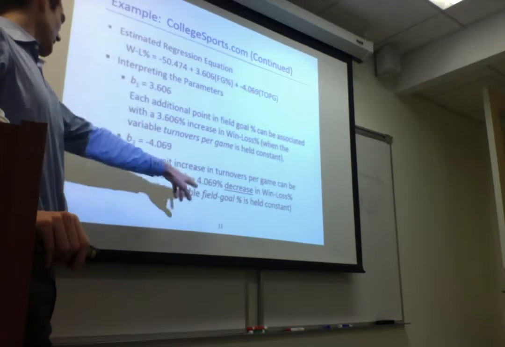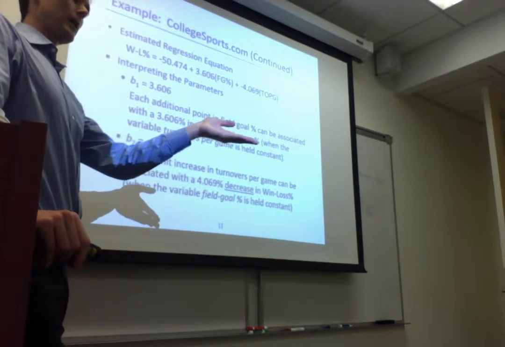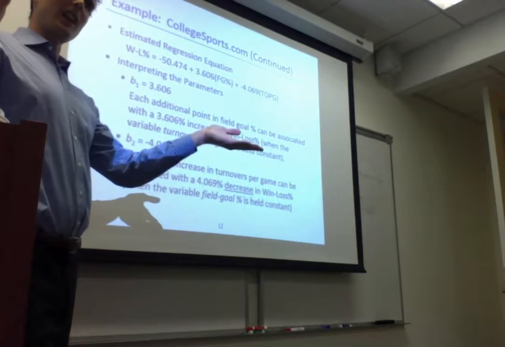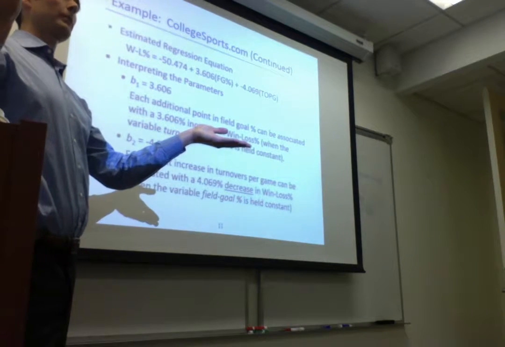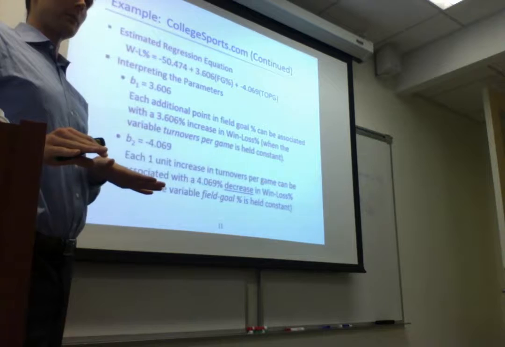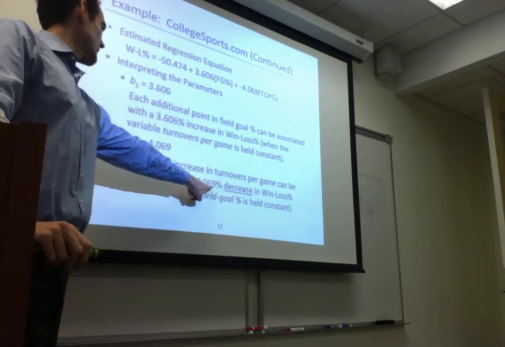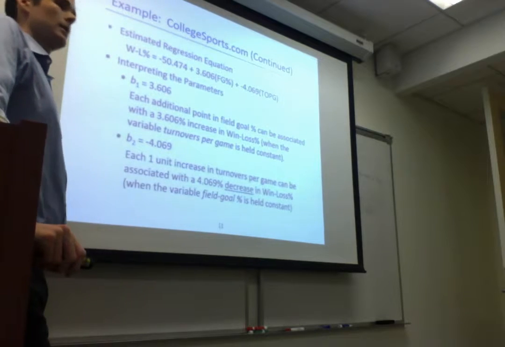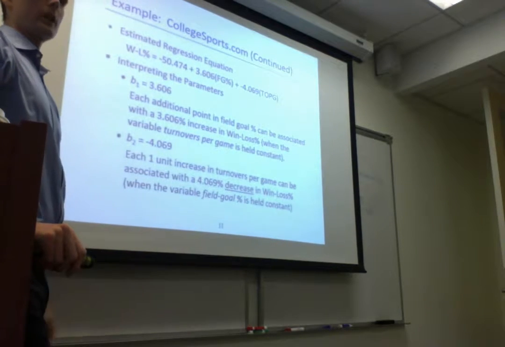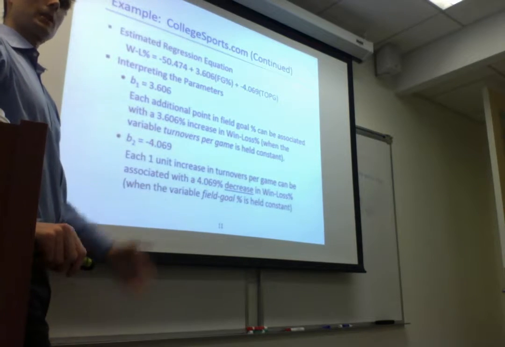Similarly, Team A has 10 turnovers per game and Team C has 11 turnovers per game. I would expect Team C to have a slightly lower win-loss percentage. In fact, I would expect Team C to have a 4.069% lower win-loss percentage. Make sense?